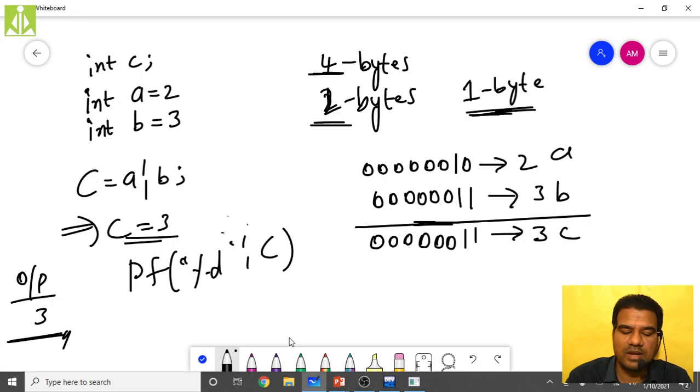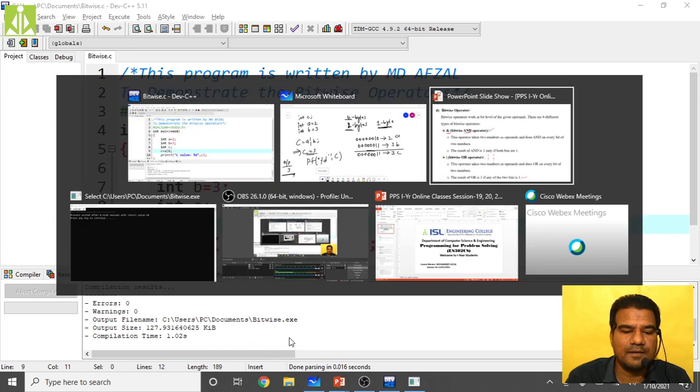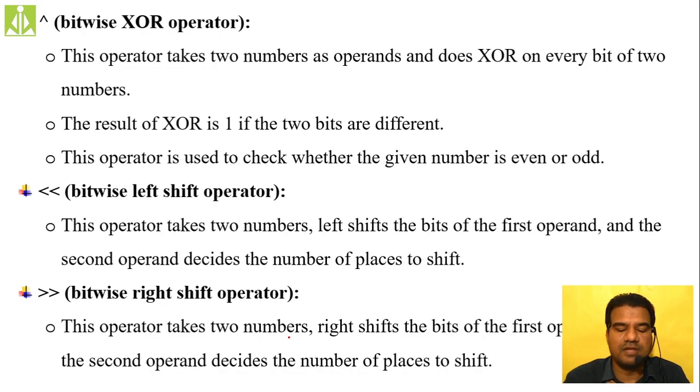There is another one. Quickly we'll see. Yeah, this one. So after bitwise AND and bitwise OR, we have bitwise XOR. The bitwise XOR is also a binary operator. It will also take two operands, and the result of XOR is 1 if both the bits are different.